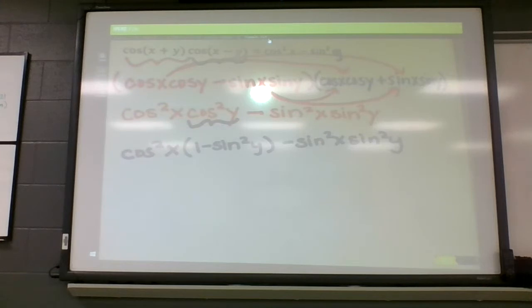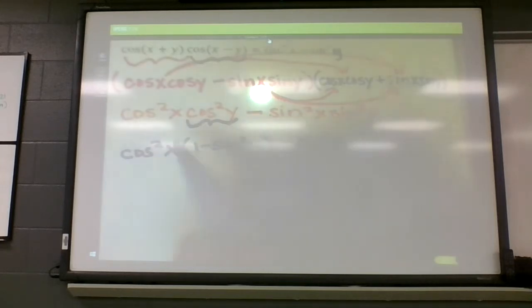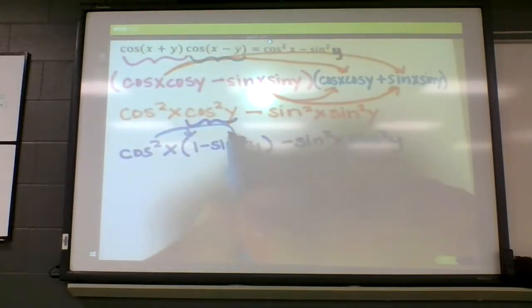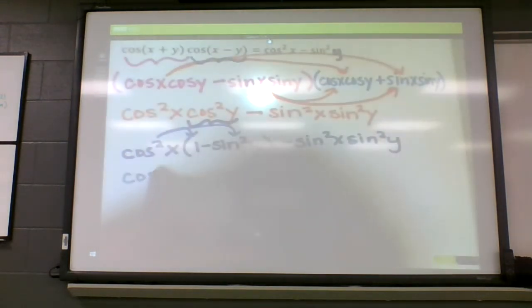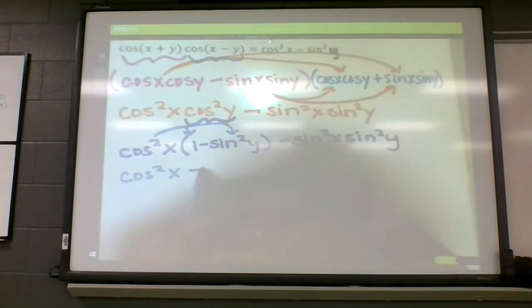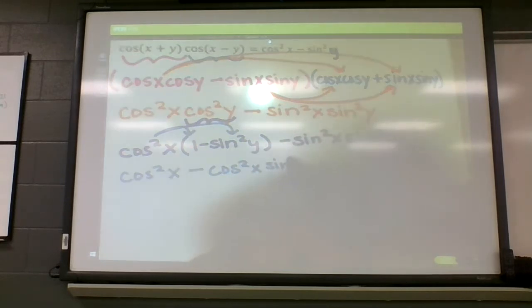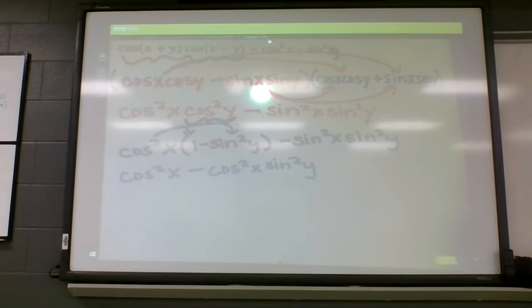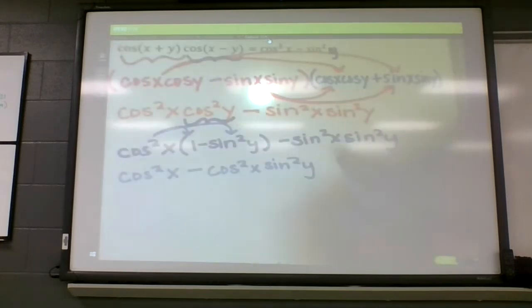Alrighty, where to from here? You distribute the cosine of x? Sure, let's try. So distribute the cosine squared of x. Cosine squared of x times 1 is just cosine squared x, and then we'll have a minus cosine squared x sine squared y. And then I have this last term that hasn't changed: sine squared x sine squared y.